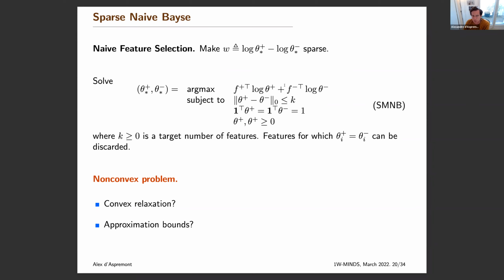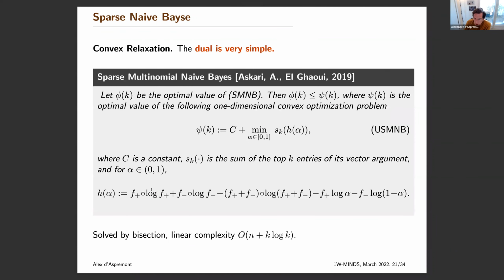Second, it's non-convex. And so the first question you might ask is, can you write down a convex relaxation? And the second one is, is this relaxation any good? So can you write down approximation bounds for this relaxation? And thankfully, the answer is yes, otherwise I'd be talking about something else. And we'll see how. So on the computational side and on the relaxation front, the good news is that the dual of this cardinality constrained naive Bayes maximum likelihood problem is very simple.